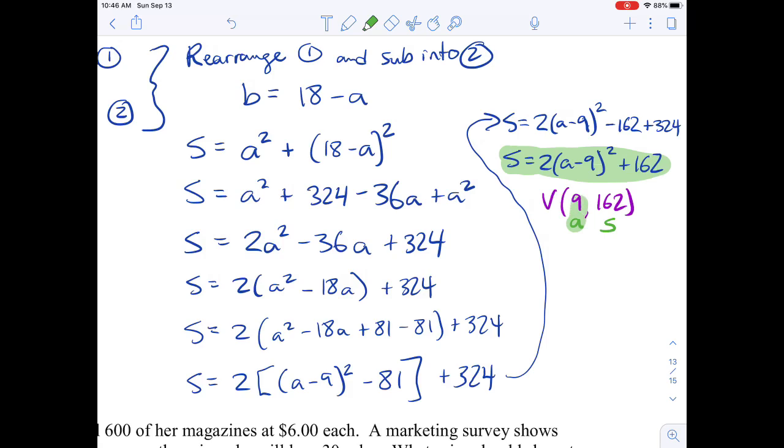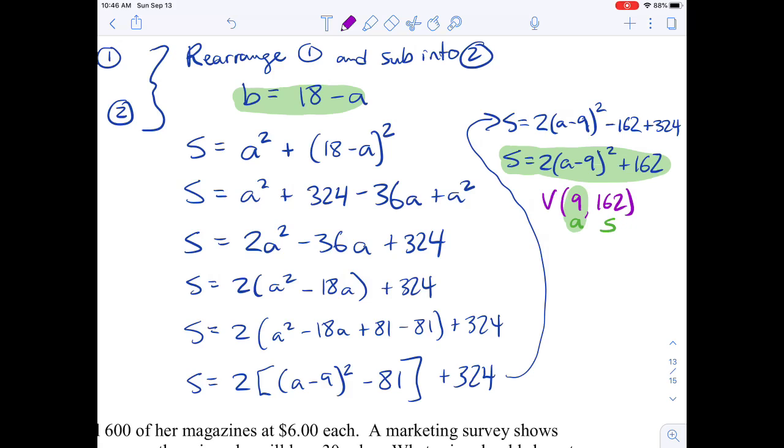Well, we found one of them. We found that the a is going to be 9. But we don't have the other one. So how do we find it? Well, we actually go back to a relationship that we defined that said that b is just equal to whatever you get when you take 18 and subtract the a value from it.